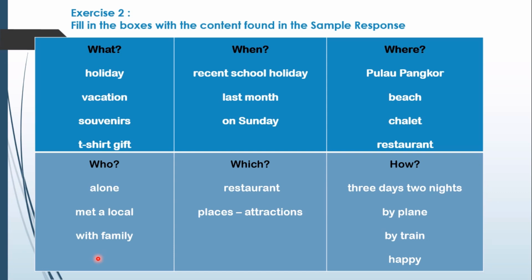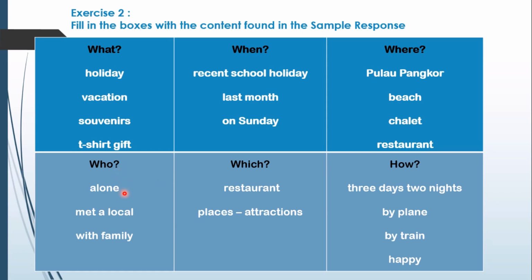Okay, here I've brainstormed, and this is what we can have. What did you do? You go on a holiday, you go for a vacation. What did you get? You get souvenirs, a t-shirt, gift. And when did you go? During the recent school holiday, last month, or on Sunday. Where did you go? Pulau Pangkor. Of course, when you have Pulau Pangkor, you go to the beach or you get a chalet and you eat at a restaurant.